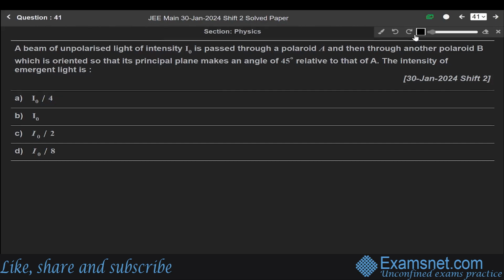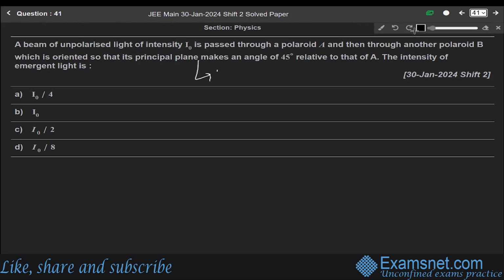So the next question is 41. A beam of unpolarized light of intensity I naught is passed through a Polaroid A and then through another Polaroid B, which is oriented so that its principal plane makes an angle of 45 degree relative to that of A. The intensity of the emergent light is. So this question is from the chapter of wave optics.